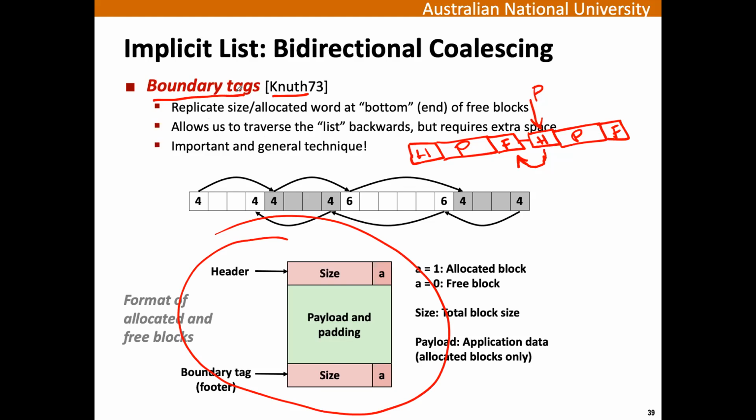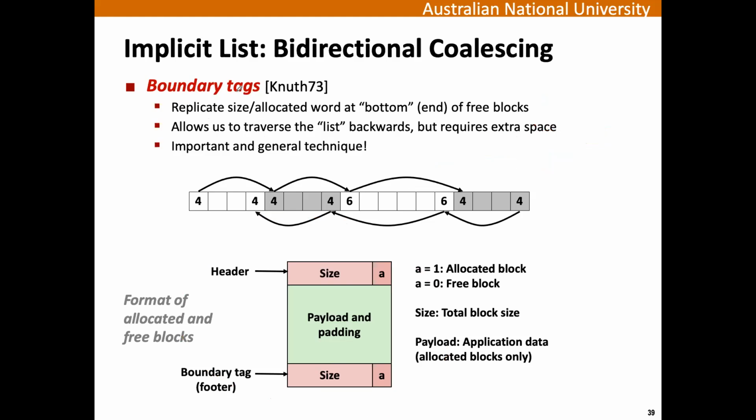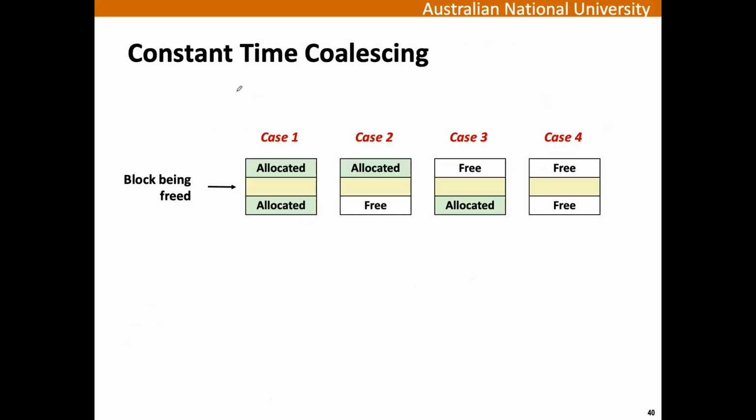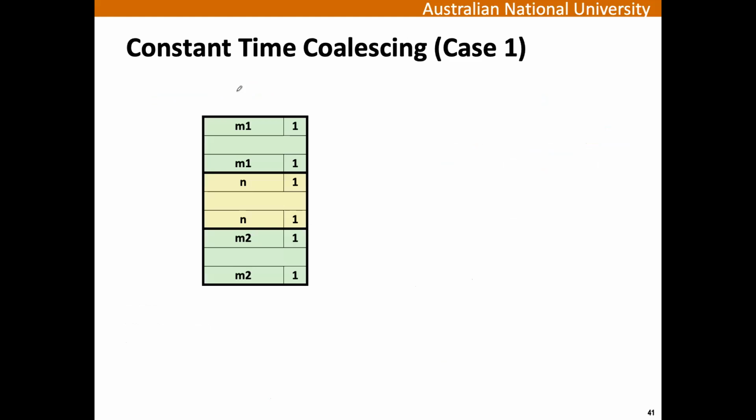Let's see some examples of what we can do with boundary tags. Here's a number of cases where we want to free. This is our boundary tag. This is the footer. This is the header. Similarly, the green ones are allocated, and we are freeing the yellow one.